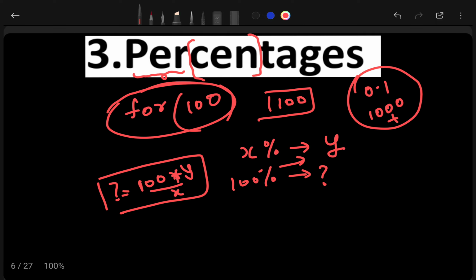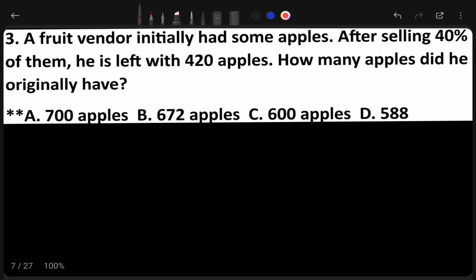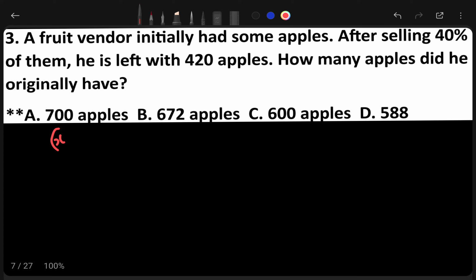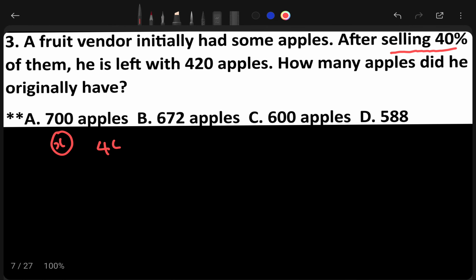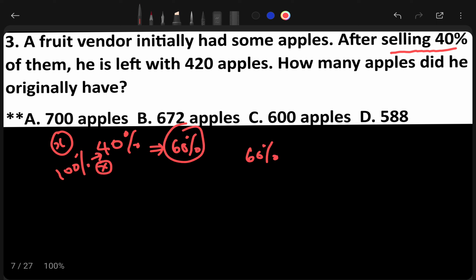Simple. Now we shall see the problem. A fruit vendor initially had some apples. We shall think he had x apples initially. After selling 40% of them, he is left with 420 apples. If 40 percentage from 100 percentage is gone, how much is remaining? 60%. So 60 percentage of the apples gives him 420.